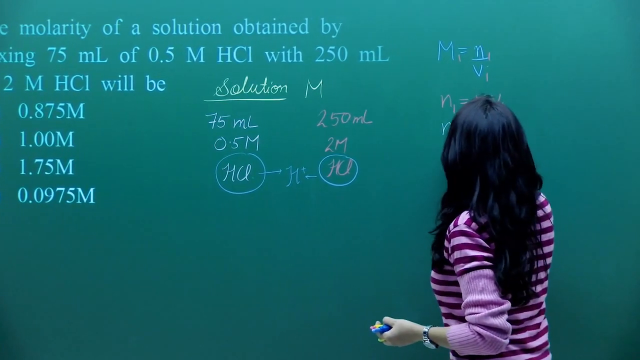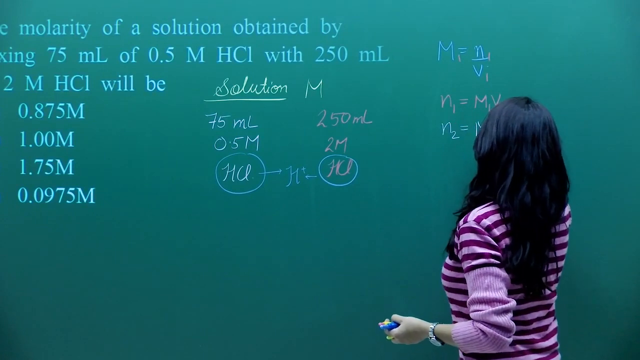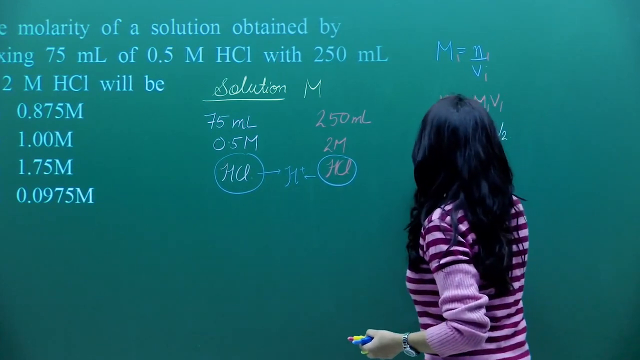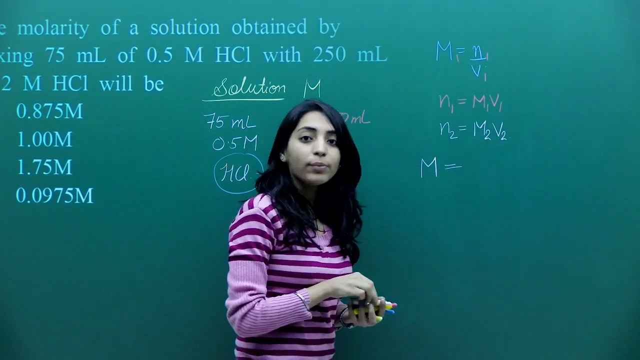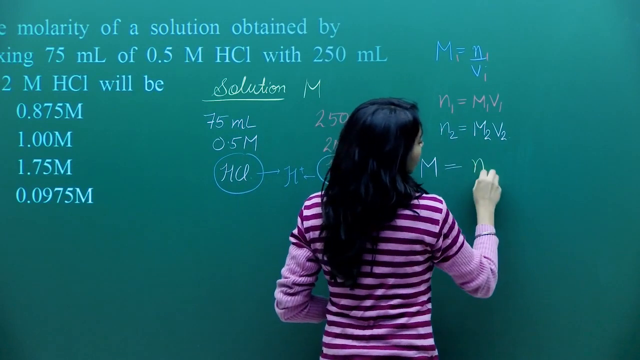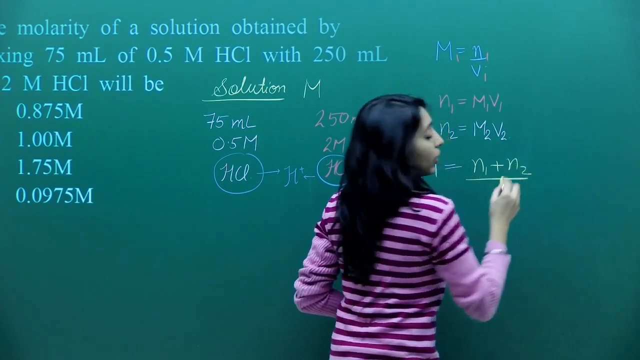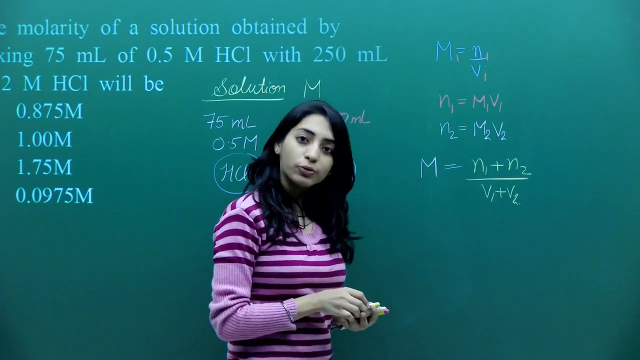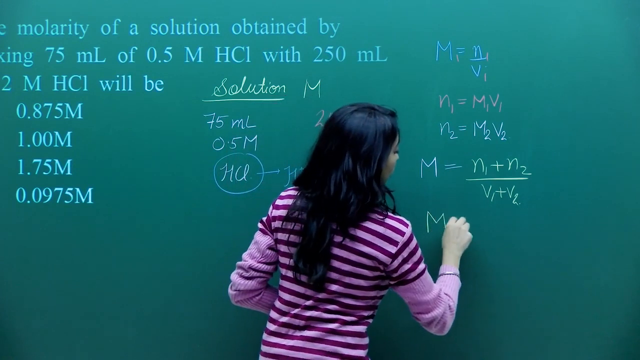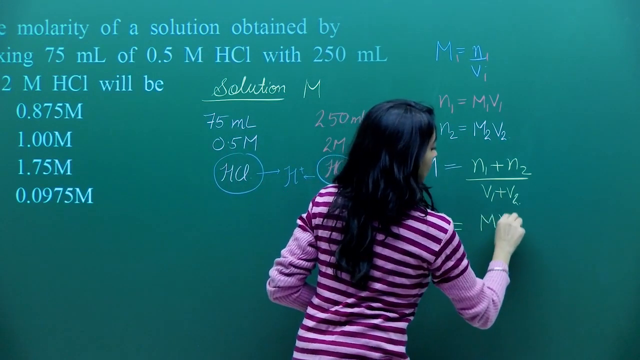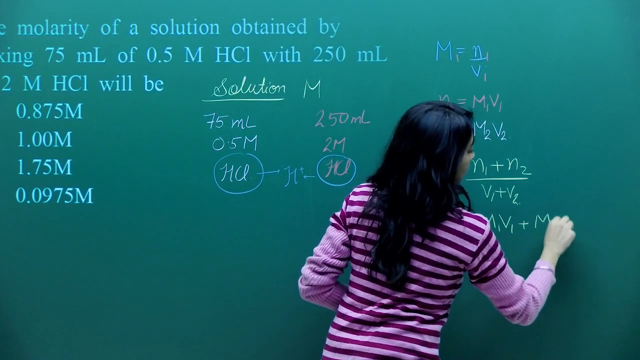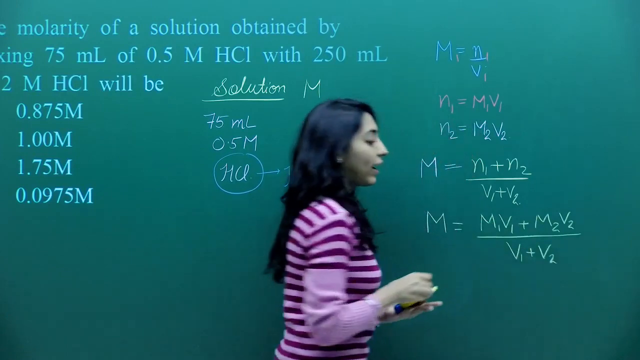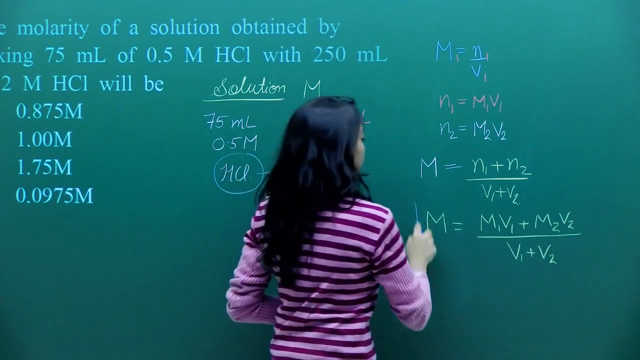Similarly for the second solution, N2 will be M2 times V2, right? So what will be the final molarity? The final molarity M can be written as the total number of moles, N1 plus N2, divided by the total volume, which is V1 plus V2, right? So can I write the final molarity as M1 V1 plus M2 V2, divided by V1 plus V2, right?